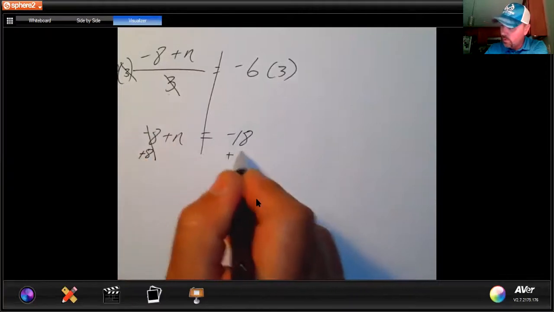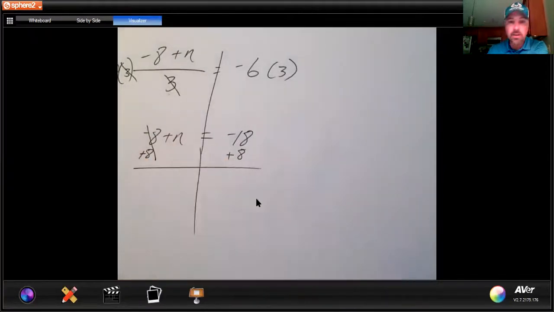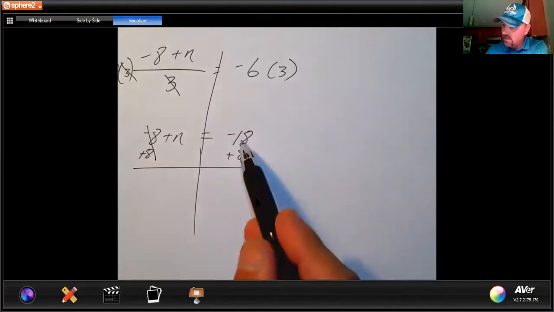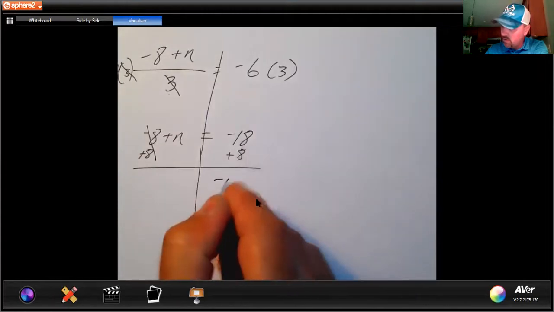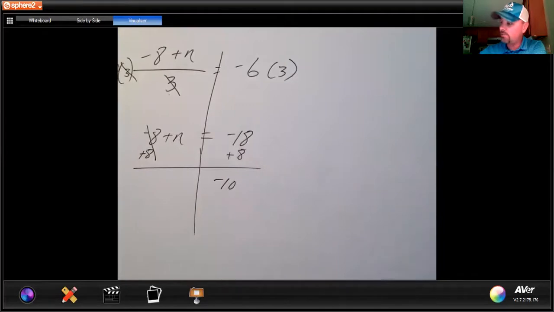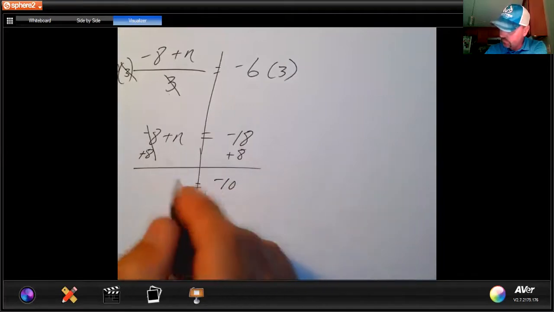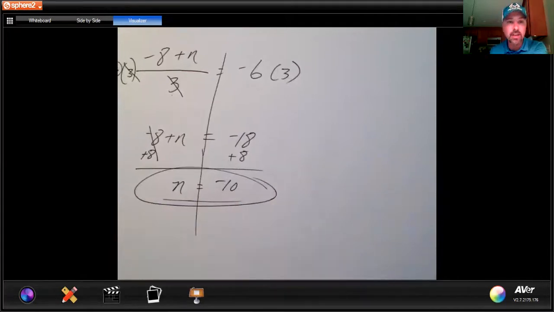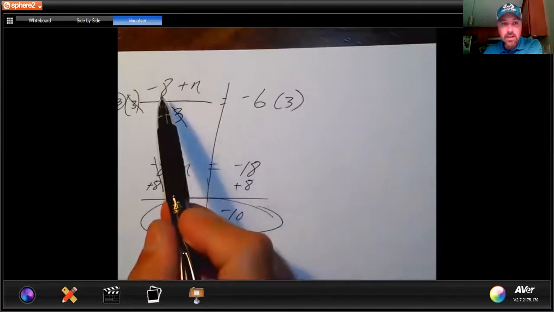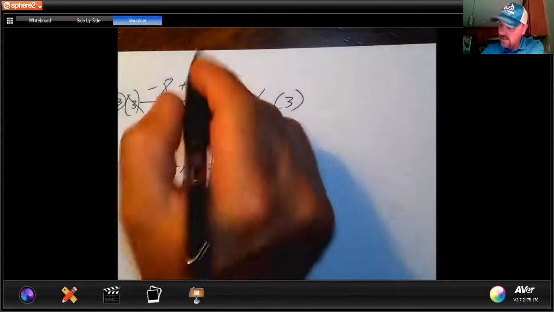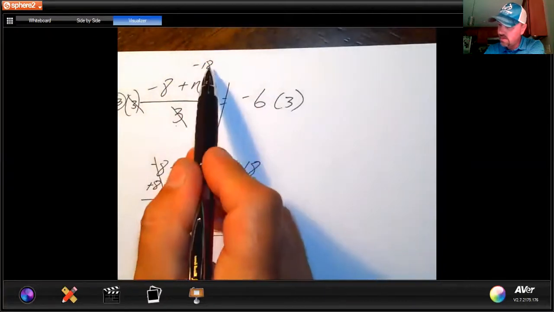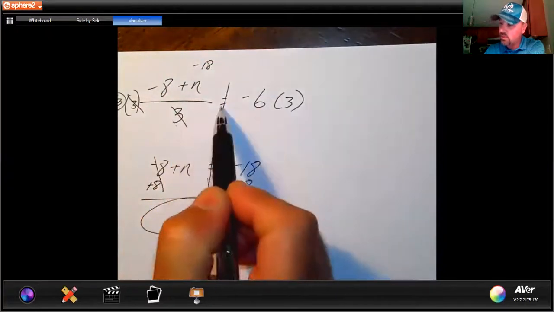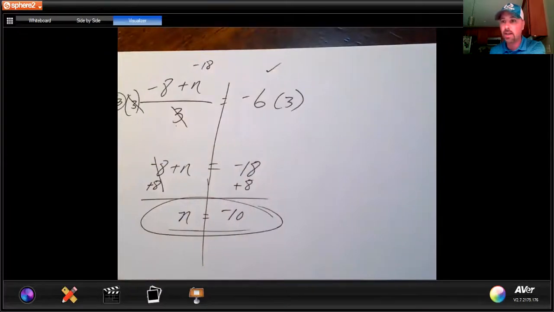Do that to both sides. -18 and +8 would give you a -10. Bring down the n. It's a positive n. I don't have to put the positive in front of it, so I'm actually done. n is -10. Let's check our work. -8 plus -10 is -18. -18 divided by +3 equals -6. I got it correct. Okay.